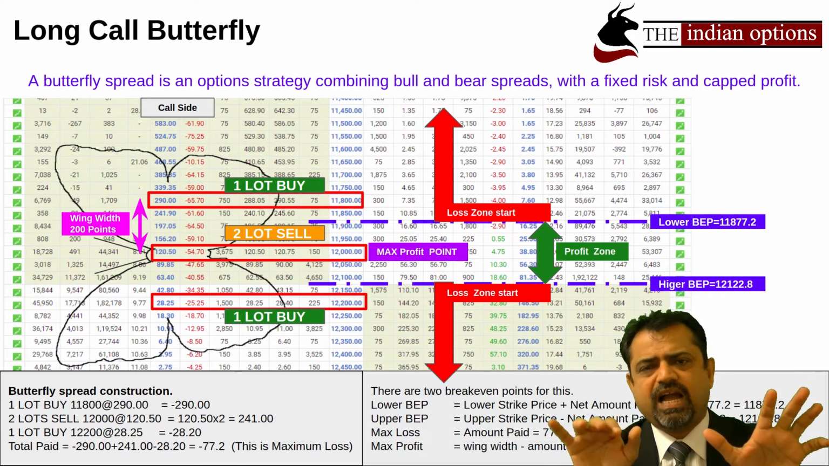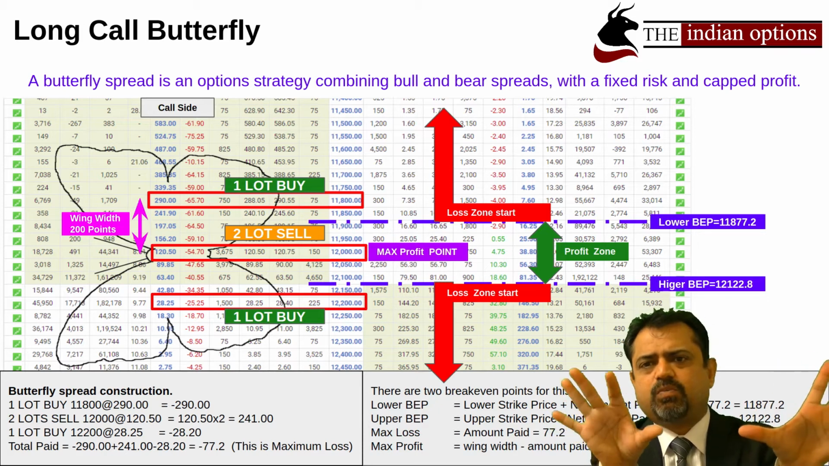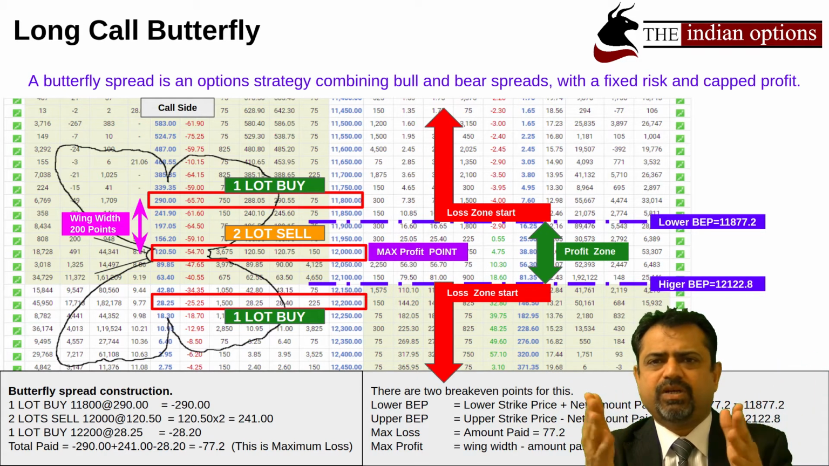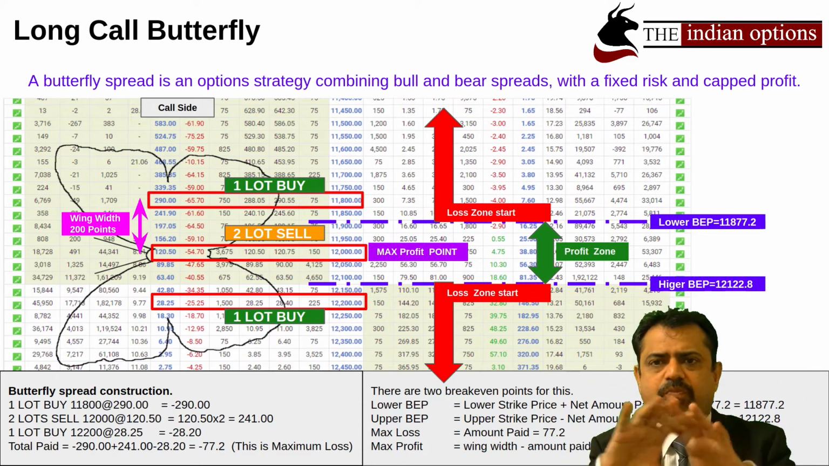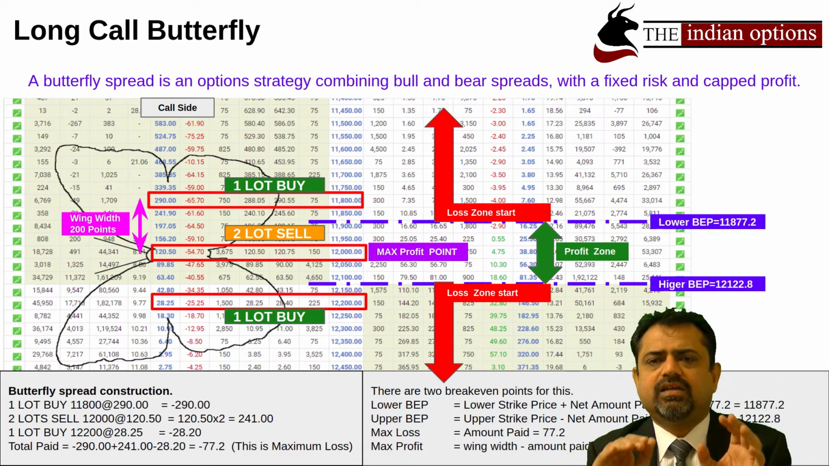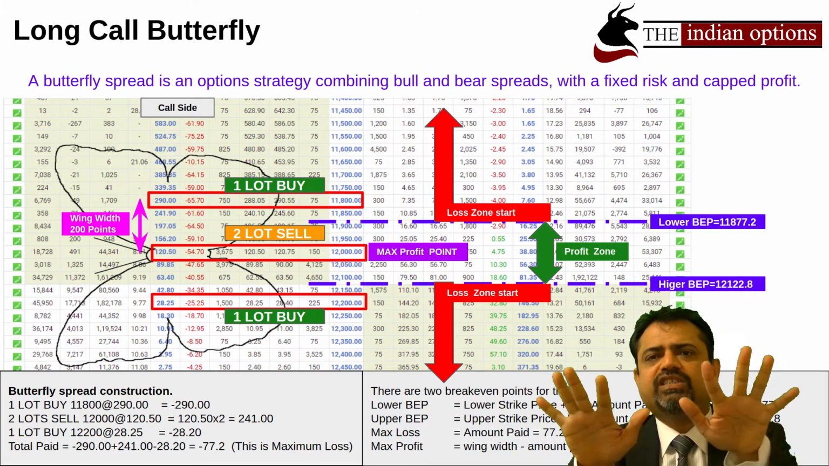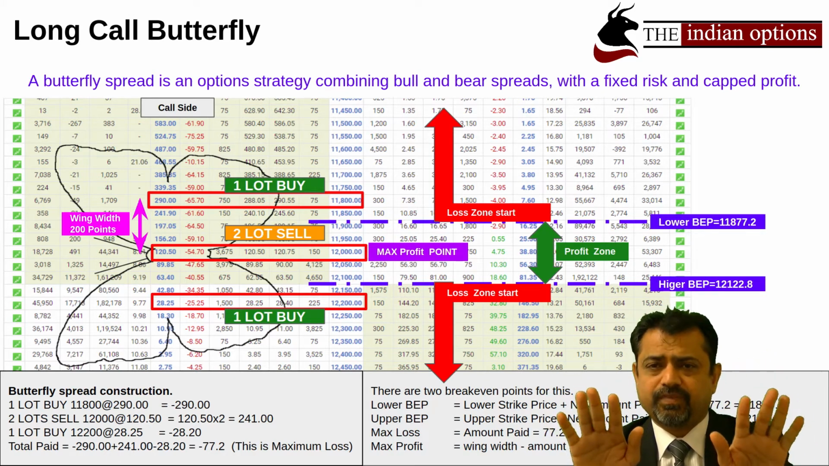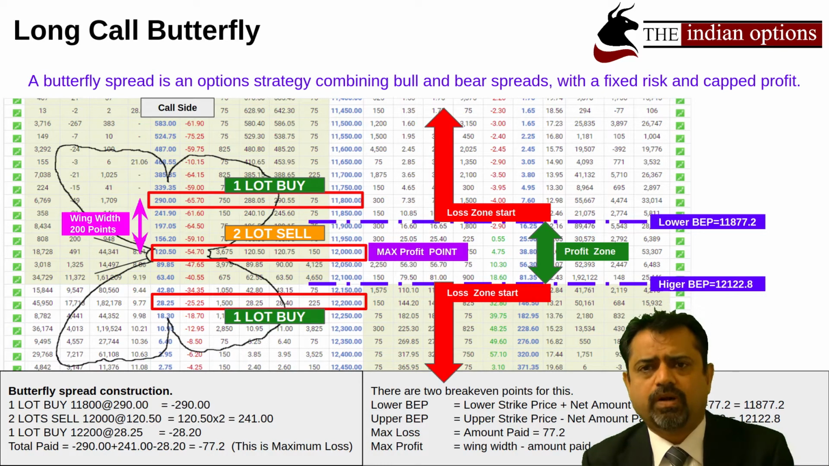You can even have 100 points here, 300 points here, or 500 points here, 300 points here. It depends on you. But in that situation, this spread is not called a butterfly. It is called a broken wing butterfly, because the wings don't match each other. When the wing spans match each other, it is called a long call butterfly.